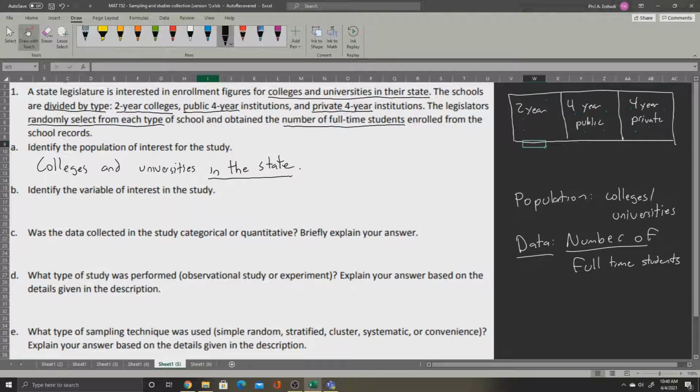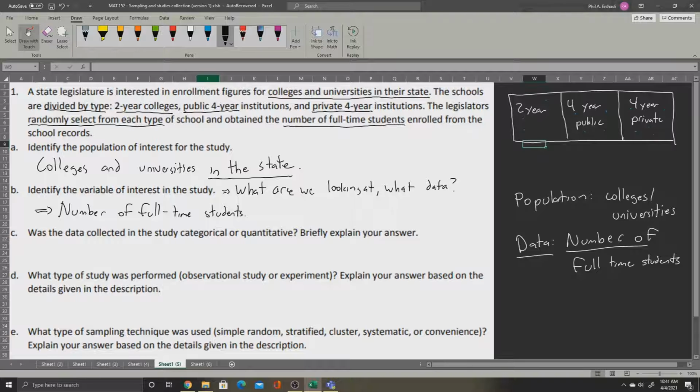Part B asks us to identify the variable of interest in the study. We have to ask the question, what are we looking at? And what data are we gathering? In line 3, let's remind ourselves we have obtained the number of full-time students. So we know what population we're gathering from and the item we are trying to gather.